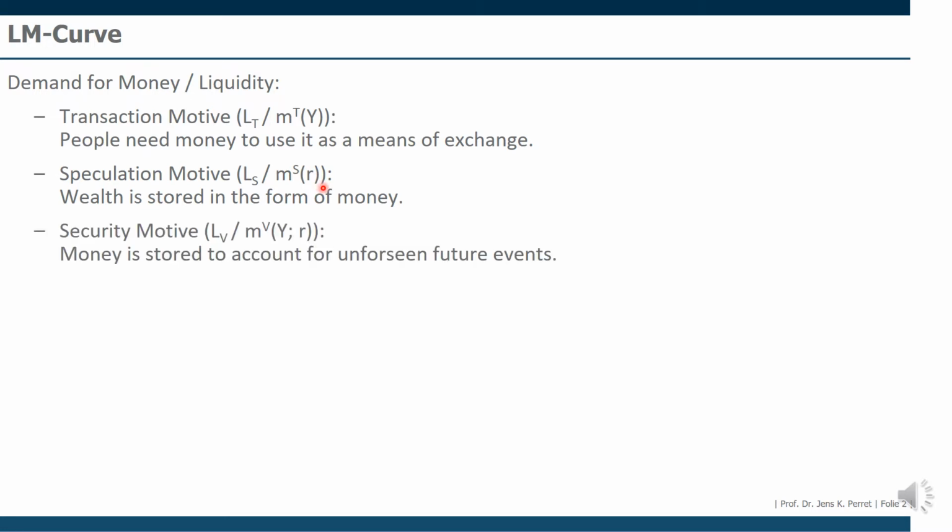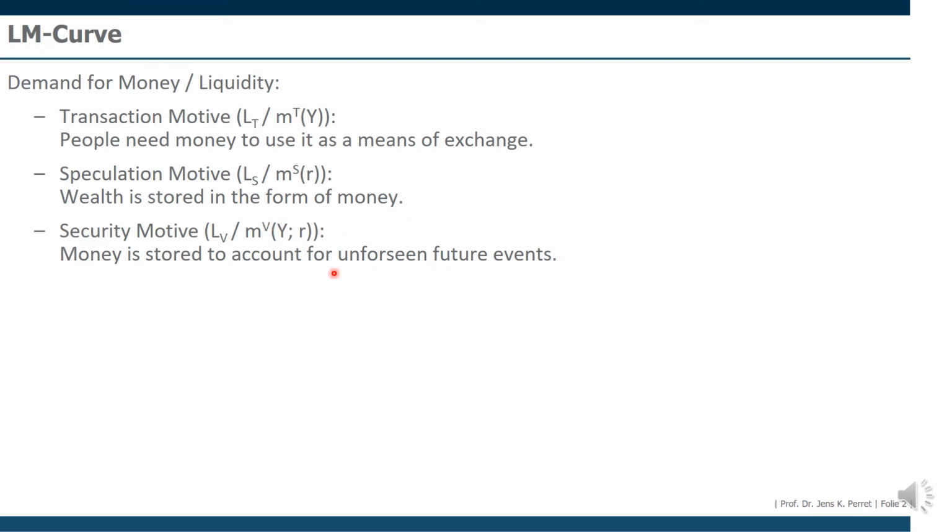And finally, we have the so-called security motive. Here, we're more or less taking a look ahead. We need money to store so that we can be prepared for unforeseen future events. That's like some kind of insurance motive. So the first part is on consumption, the second part is on savings, and the third part is on insurance.